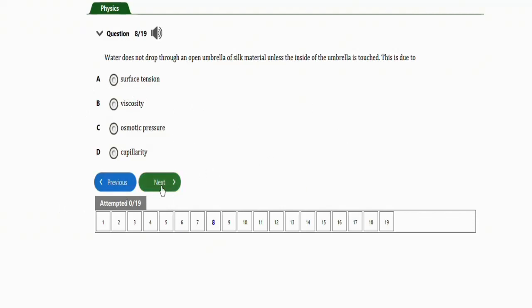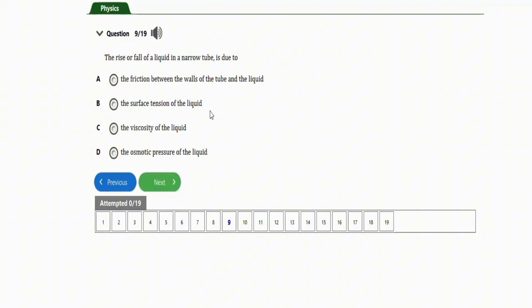Let's go to the next one, which is this one. It says, the rise or fall of a liquid in a narrow tube is due to. The correct option to this question, guys, will be option B, the surface tension of the liquid. Basically, this is capillarity, and capillarity is caused by the surface tension of the liquid. Alright, so that's the correct option to this question, option B. The rise and fall of a liquid in a narrow tube, which is capillarity, is due to surface tension of the liquid.